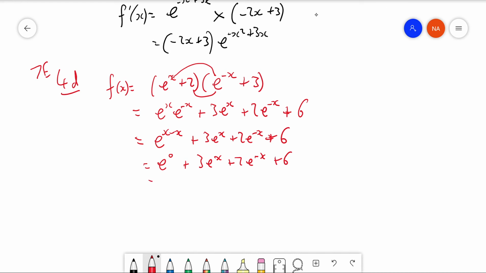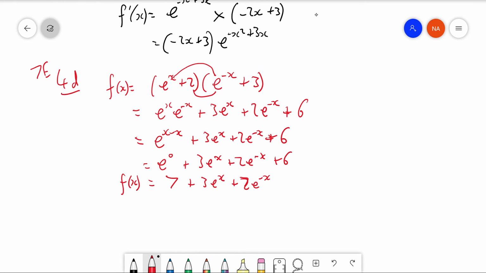And e to the 0 is 1. And then you get 1 plus 6, so you get 7. Okay, now, I didn't do any differentiating yet. That was all just simplifying the starting expression. So that's still my f of x.